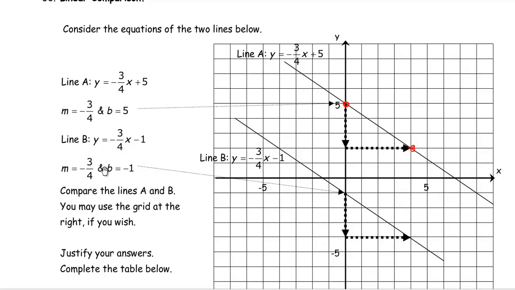For the second one, the slope is negative 3/4 as well, but the y-intercept is negative 1. So we'd put a dot here at negative 1 on the y-axis, and the slope is negative 3/4 still, so we still go down 3 to the right 4. So this would be another point on the graph, and then we would draw our line between those. So that's line B. So that's line A and B.